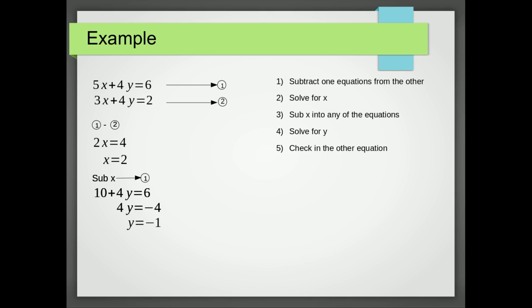Divide both sides by 4. So y equals minus 1. So my solution is 2, minus 1. So I'm saying the lines of these graphs would cross at 2, minus 1.